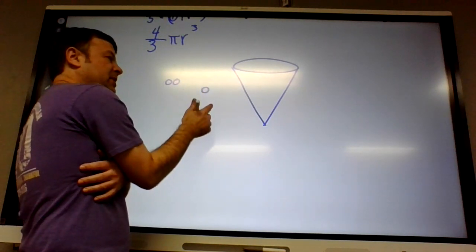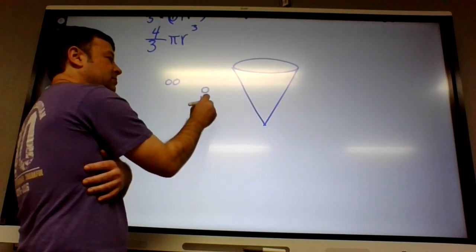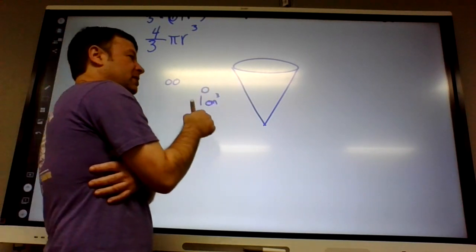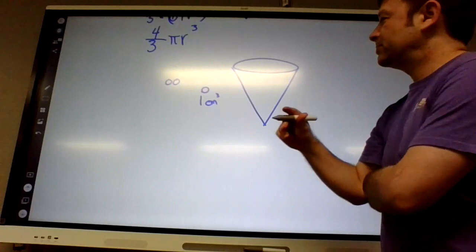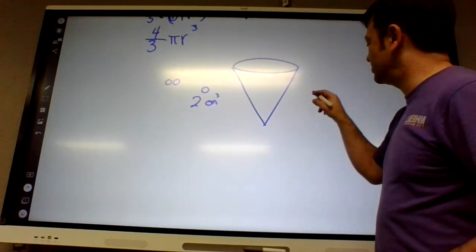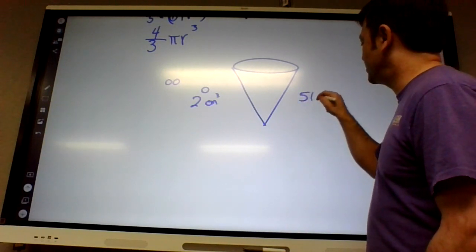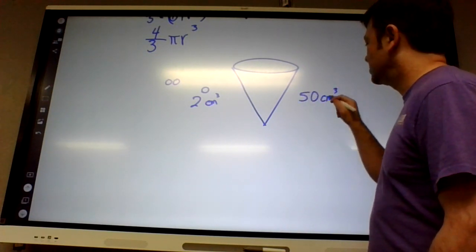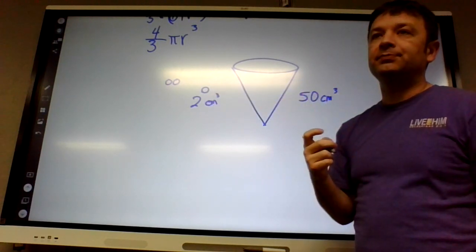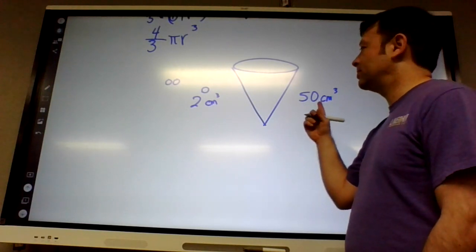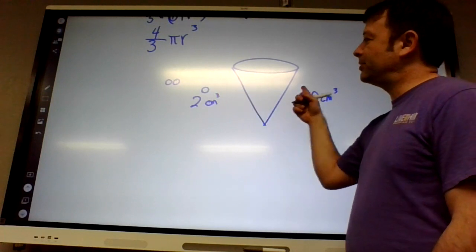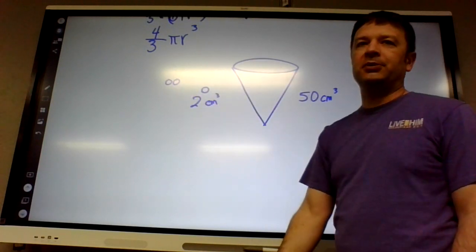So let's do a really easy example. Let's say this was 1 cubic centimeter, or maybe I'll say it's 2, and let's say the cone is 50 cubic centimeters. So how many balls could fit, and how many would it take? 25. So what did you do, basically? You divided: the volume of the cone divided by the volume of one of those little guys.